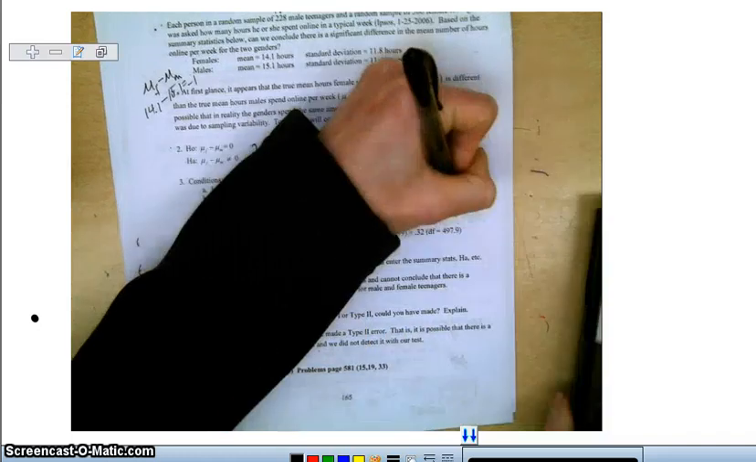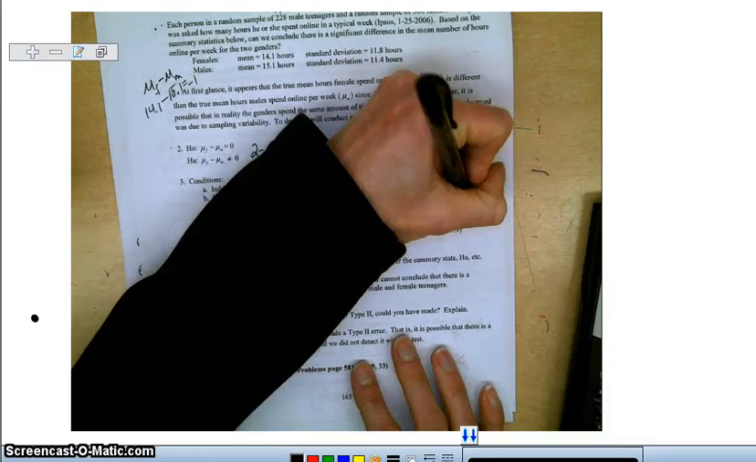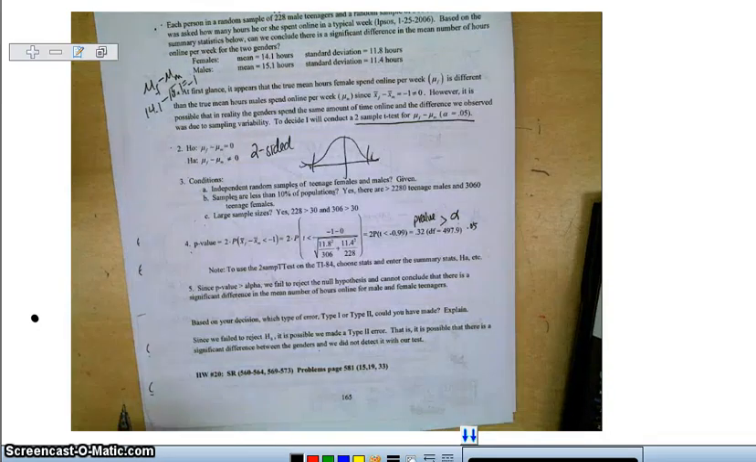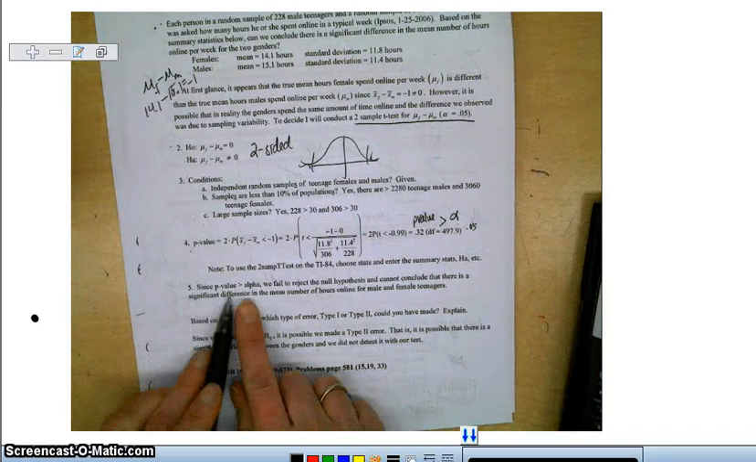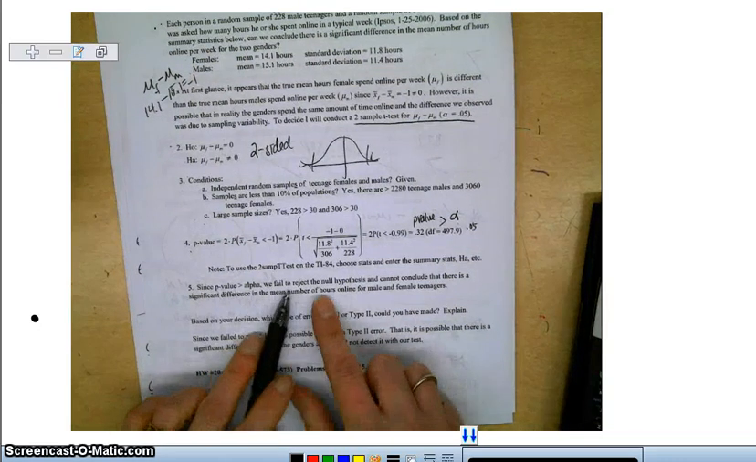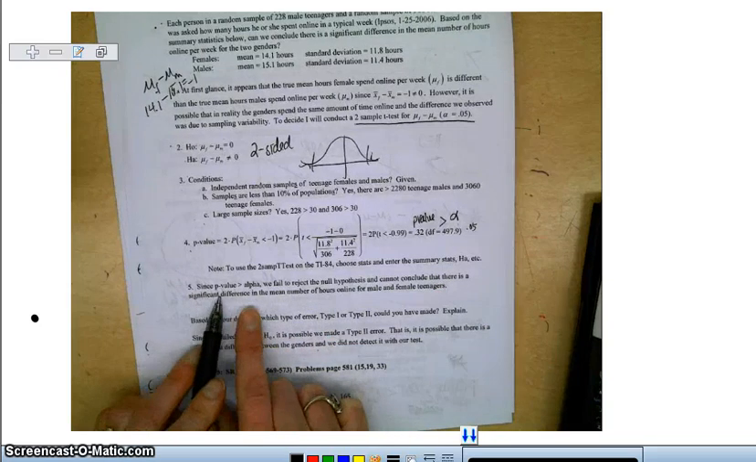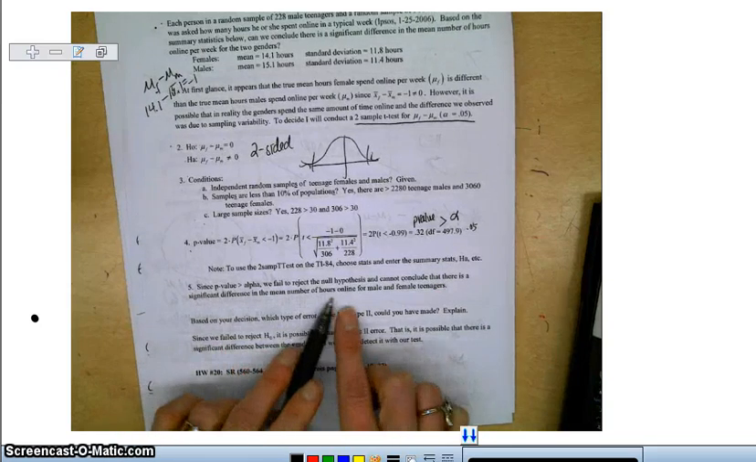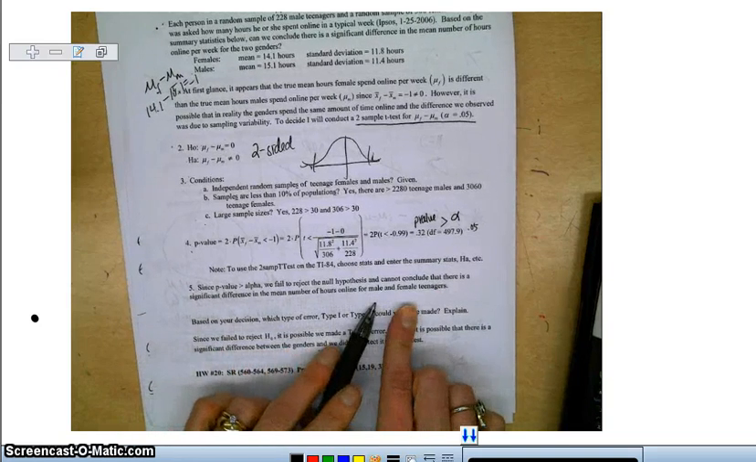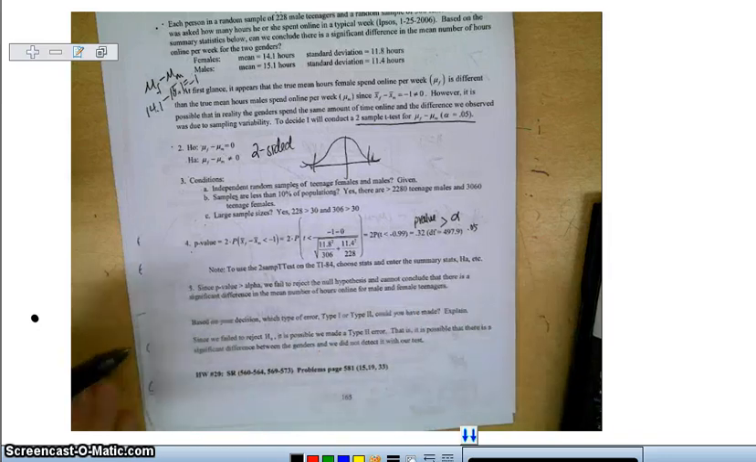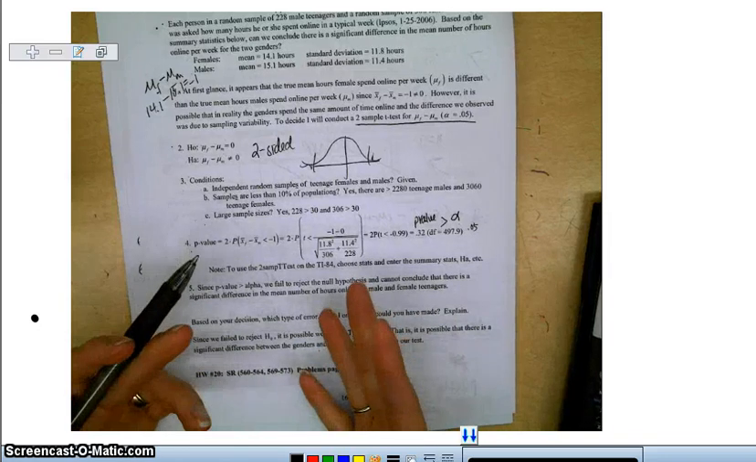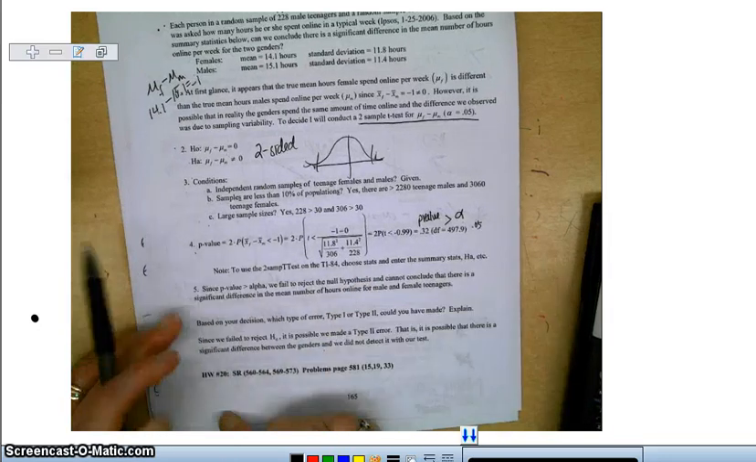So I need to compare that to my alpha level of 0.05. It is greater than. And so since the p-value is greater than alpha, we fail to reject the null hypothesis and cannot conclude that there is a significant difference in the mean number of hours online for male and female teenagers. In other words, that difference wasn't enough. It could have been due to sampling variability. A different sample might have given a different answer.